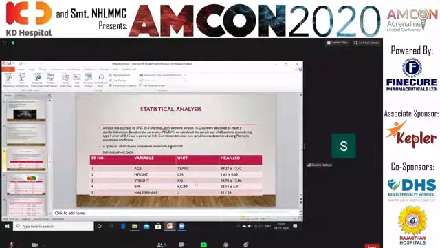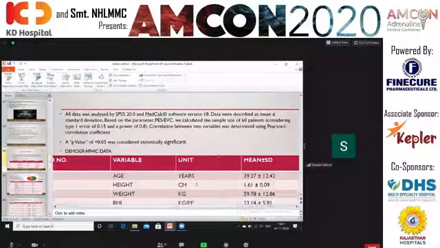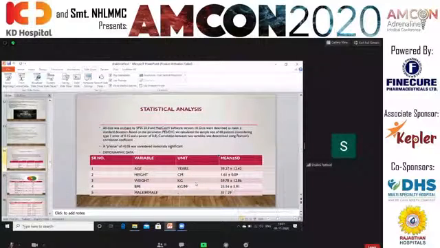Statistical analysis. All data was analyzed by SPSS 20.0, and a p-value of less than 0.05 was considered statistically significant. The table here shows the demographic data.